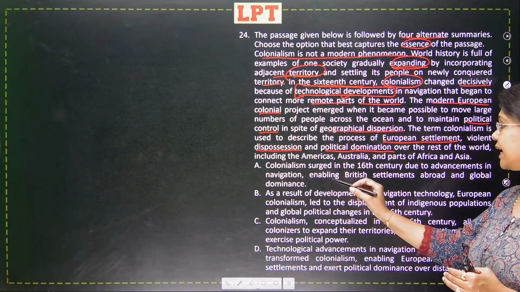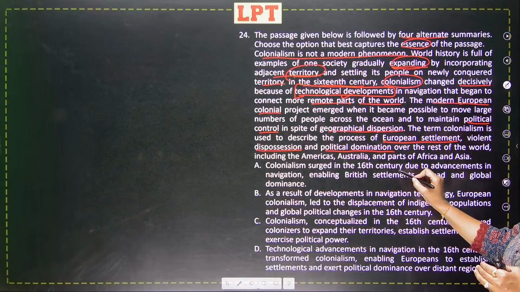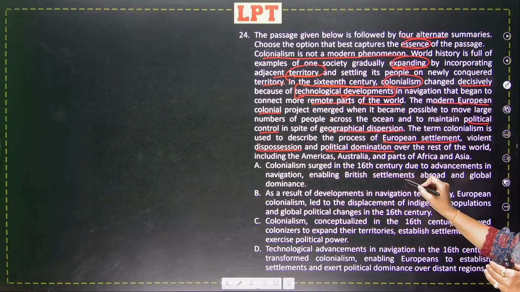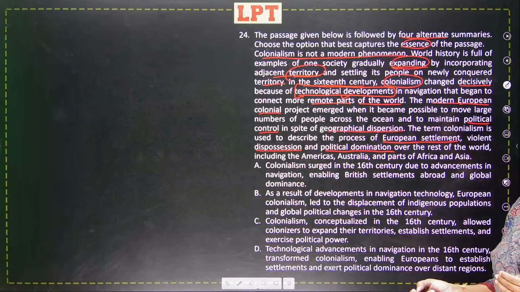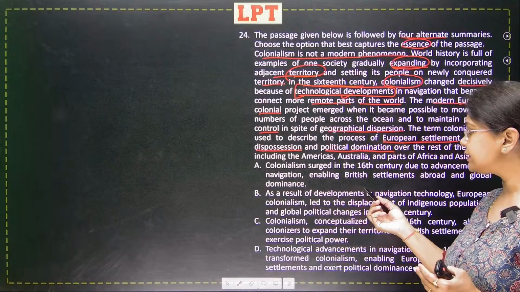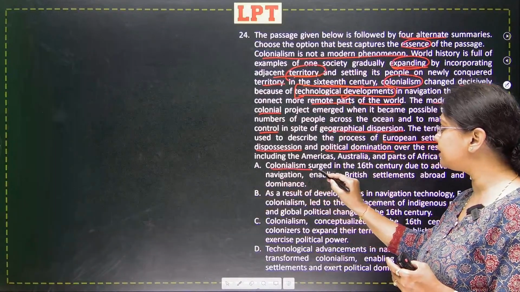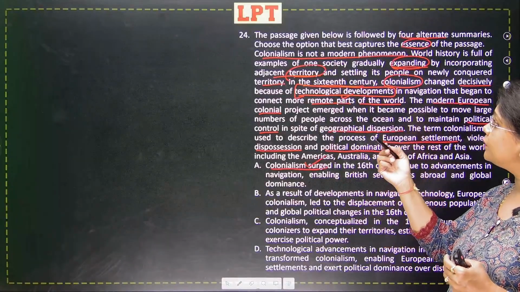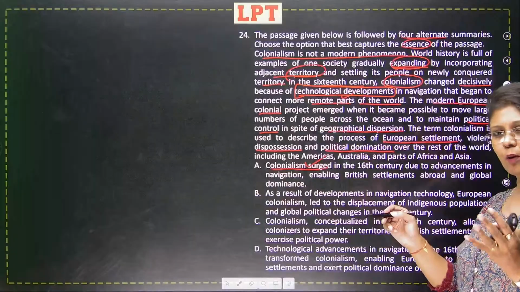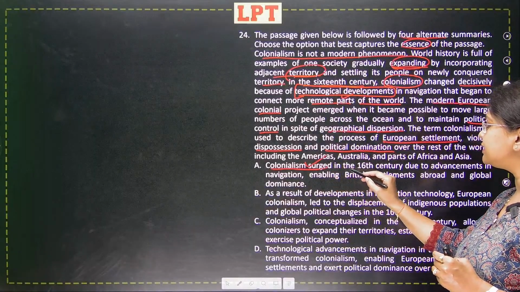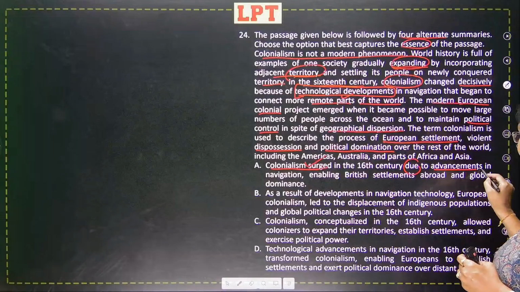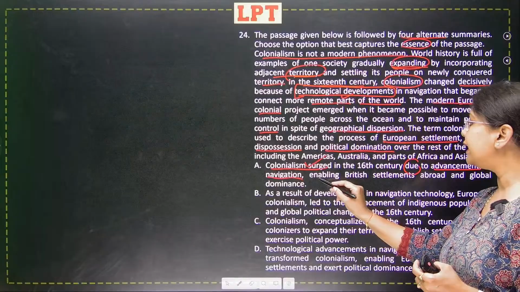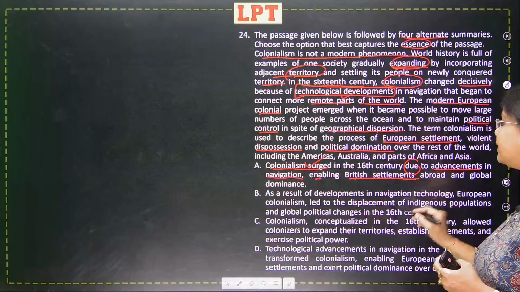The first option says colonialism surged in the 16th century due to advancements in navigation, enabling British settlements abroad and global dominance. So we have some points here. It says colonialism surged, so this is fine. Now it does not mention, however, that colonialism is not a modern phenomenon, so that point is missing there. Anyway, colonialism surged in the 16th century due to advancements in navigation. This has been given here, and of course it's important. Enabling British settlements abroad and global dominance.